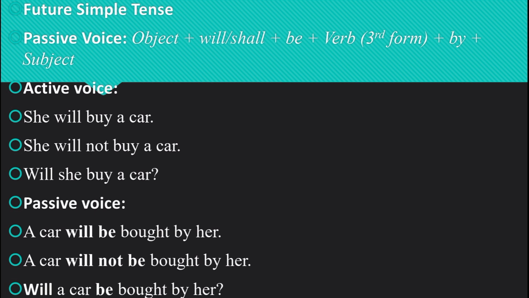She will buy a car. When we are converting this particular sentence into passive, it will become a car will be bought by her. She will not buy a car. A car will not be bought by her. Let's see the question now. Will she buy a car? Will she buy a car will become will a car be bought by her?